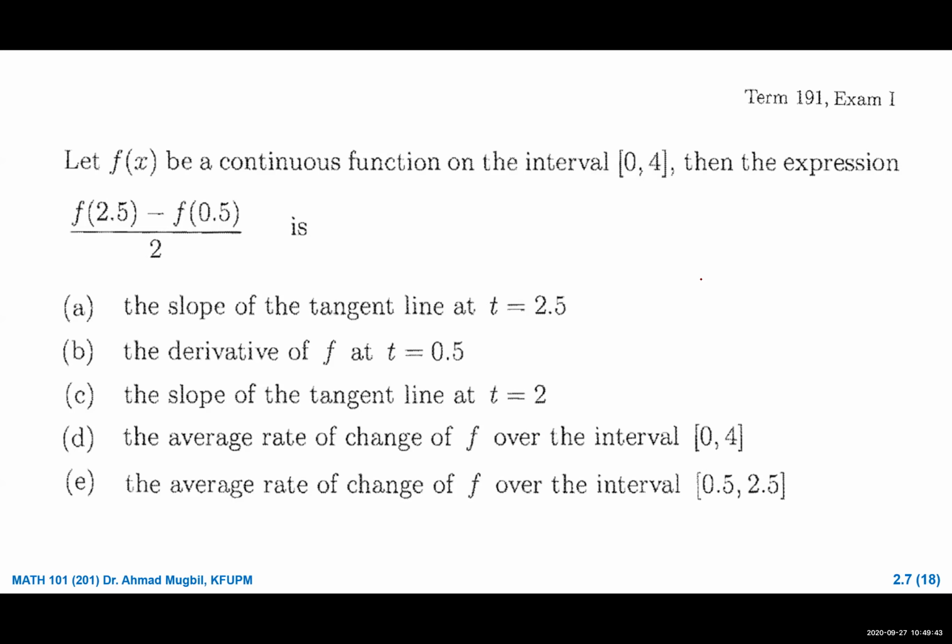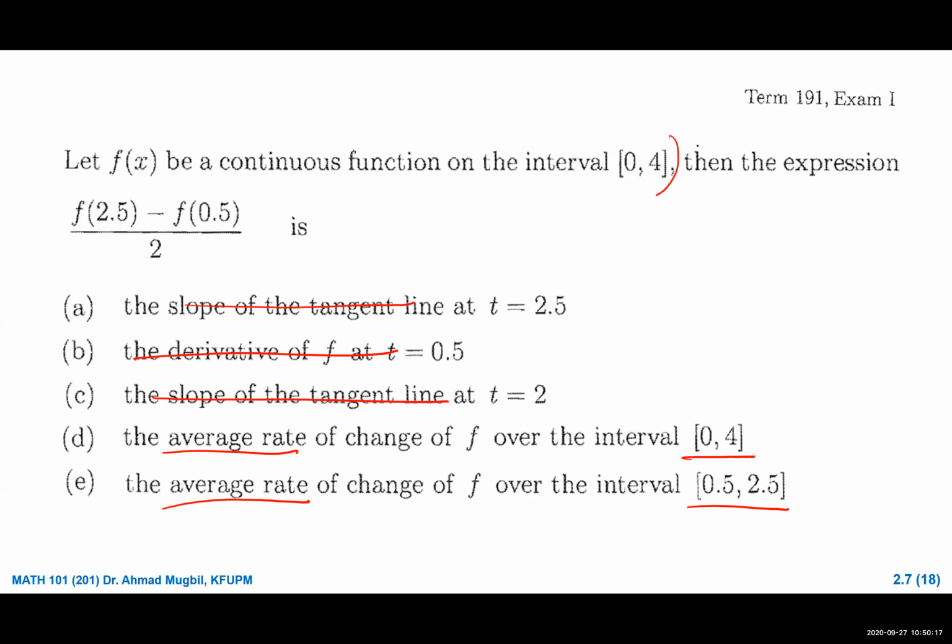Who can tell me what is the right answer of this question? Is there a limit here? Let f be a continuous function on this interval, then this expression. Now, is there a limit here? There is no limit. So it will be slope, no. Of tangent, it could be slope of secant, by the way, but not for tangent. It could be derivative, no. Slope of tangent, no. So it could be average rate of change, because we don't have a limit. So now what is it? Is it the average rate over this interval?